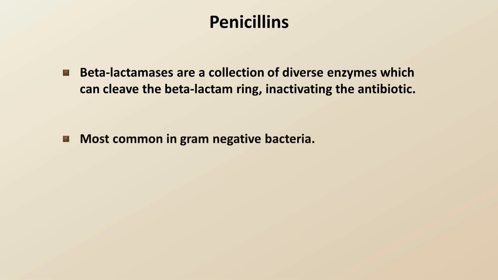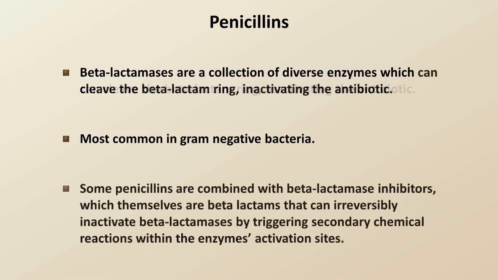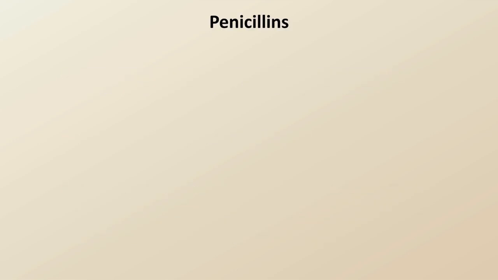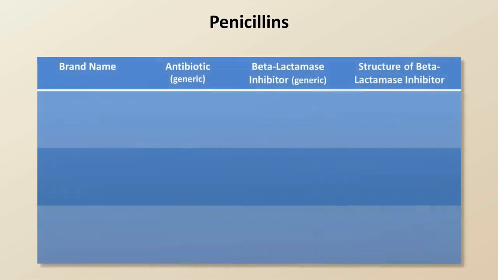They are most commonly produced by gram-negative bacteria, and to combat this, some penicillins are combined with beta-lactamase inhibitors, which themselves are beta-lactams that can irreversibly inactivate beta-lactamases by triggering secondary chemical reactions within the enzyme's activation sites. These beta-lactam, beta-lactamase inhibitor combinations are standardized and branded.